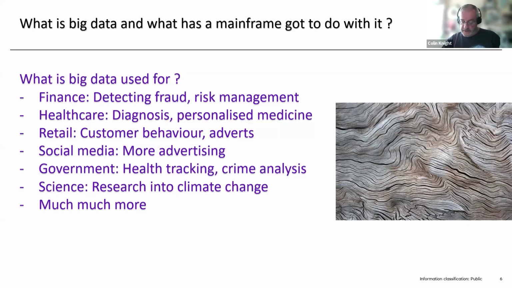Okay, so another use is with social media, using social media input to look at where to focus adverts, what sort of adverts would get the most benefit. Government, health tracking, again, looking at crime patterns, perhaps, road safety, accident hotspots, looking at where to put resources to improve traffic flow and safety on the roads. Science, an obvious one, is climate change, and that must be using massive amounts of big data.